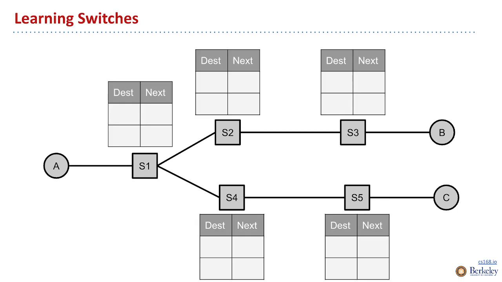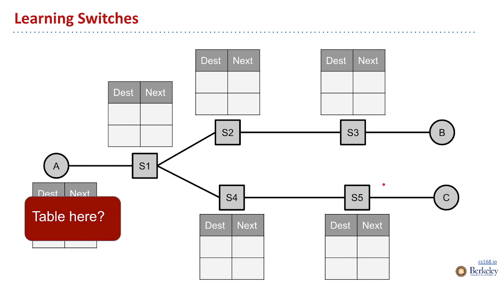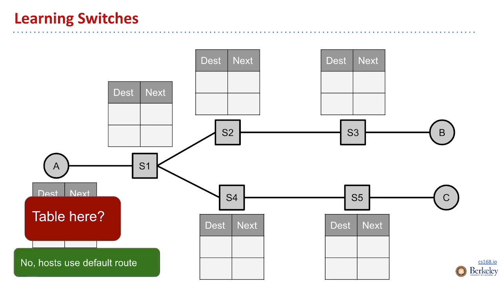So we now have these destination next hop tables that the switches are going to maintain, and in this learning process, they are going to fill this in. Do we need a table here? No? Why not? Yeah, because these are end hosts, right? They don't maintain any routing state. They just have some traffic they need to send and receive, and they are just doing that.